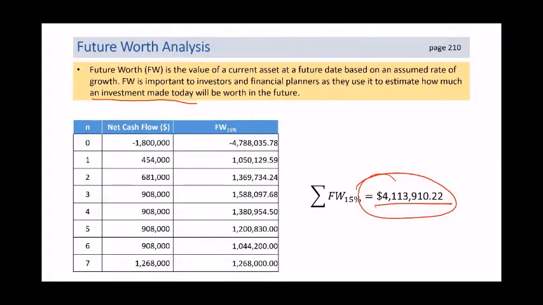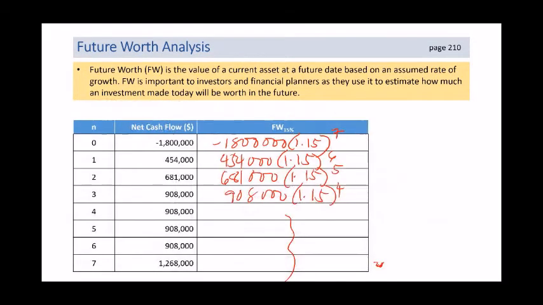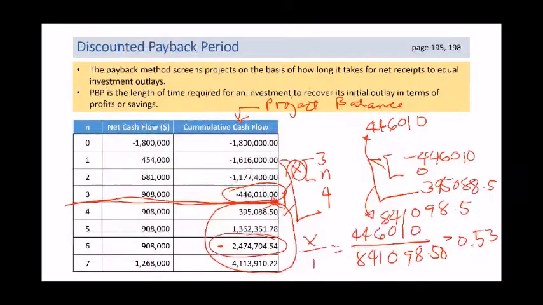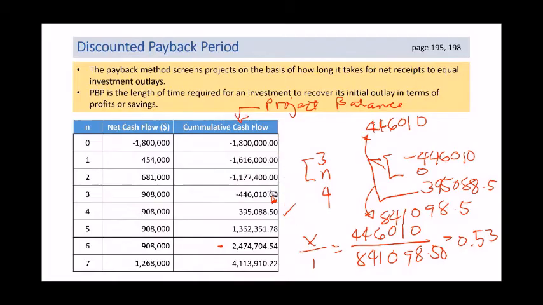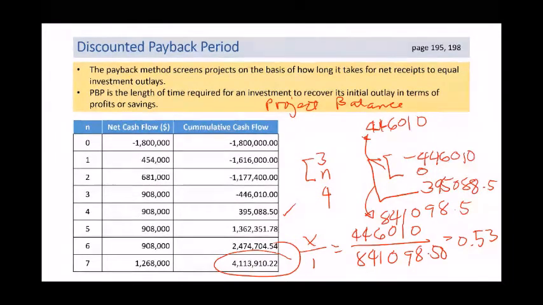Another thing about FW is that, look at the FW that we have, and look at the other number. Did you observe something? Is it the same? Yes. That means to say the future worth of your investment is the balance of the project at the end of its life. How much you have at the end of the life of the project.